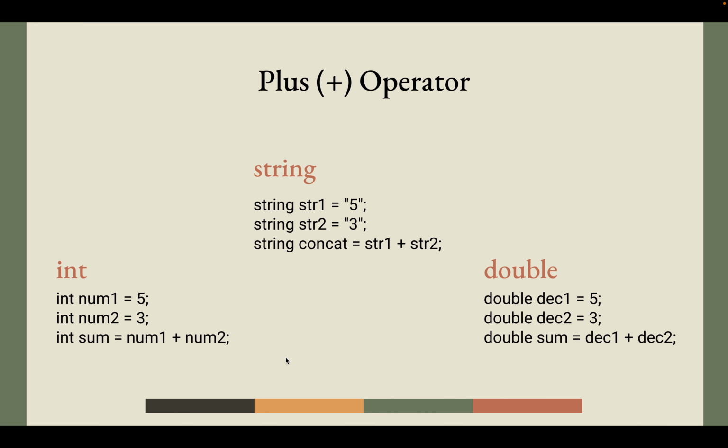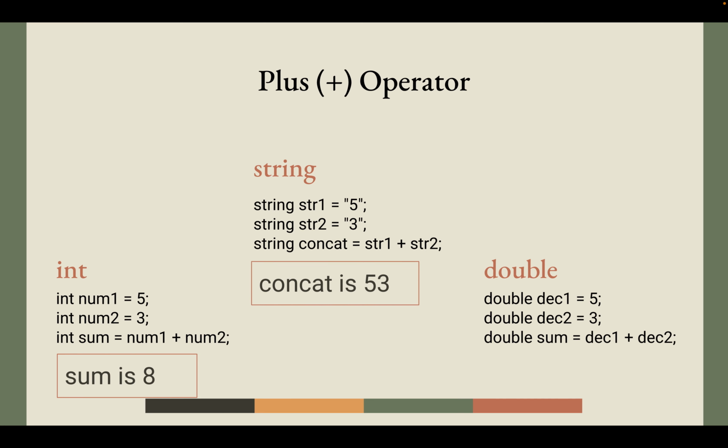For the int, the answer sum is going to be 8 because num1 will see the value is 5, num2 will see the value is 3, and then it'll put it together to get 8. The double will also be sum is equal to 8. And then the string, this is an interesting one. We talked about it in the last class, but with string, the plus symbol actually works as a concatenation symbol. So it just merges together the two strings.